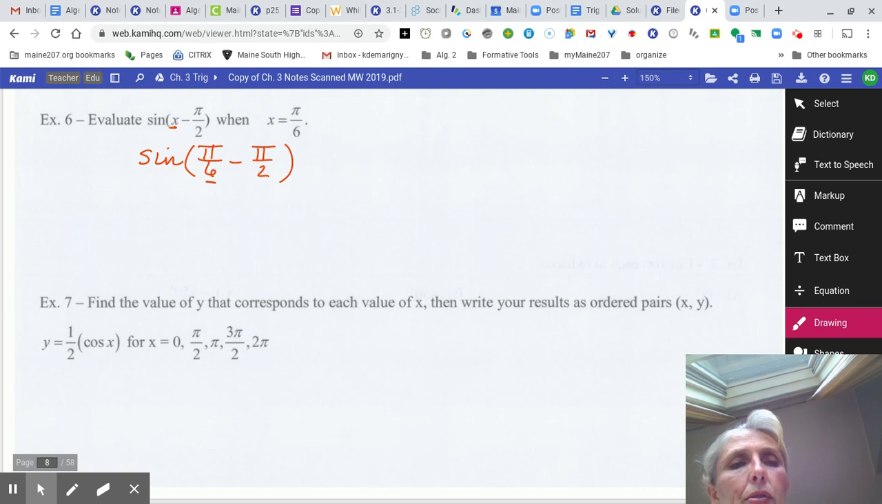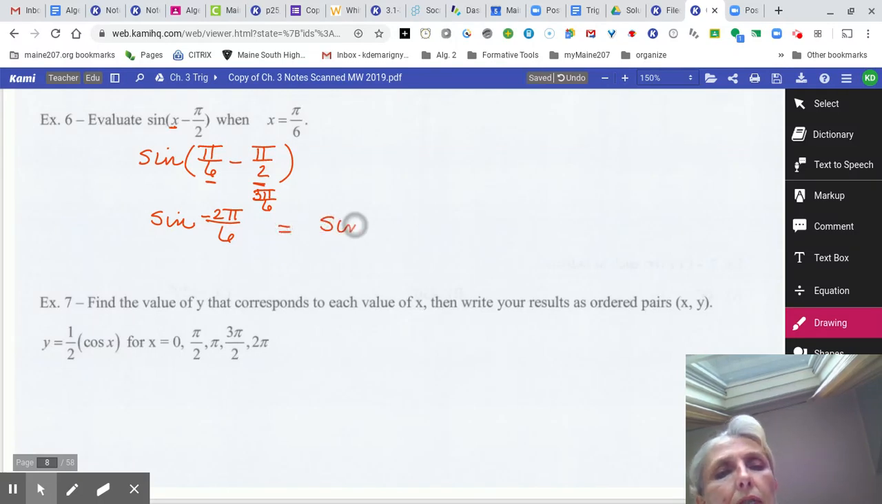And the first thing I want to do is simplify this little piece. So pi sixths minus pi halves, I need a common denominator, remember? So I'll need to multiply both of these by 3. So this is actually 3 pi sixths. And so if I have pi sixths minus 3 pi sixths, I know that 1 minus 3 is a negative 2 pi sixths. Well, I can reduce that even farther. So I have now the sine of a negative pi thirds.